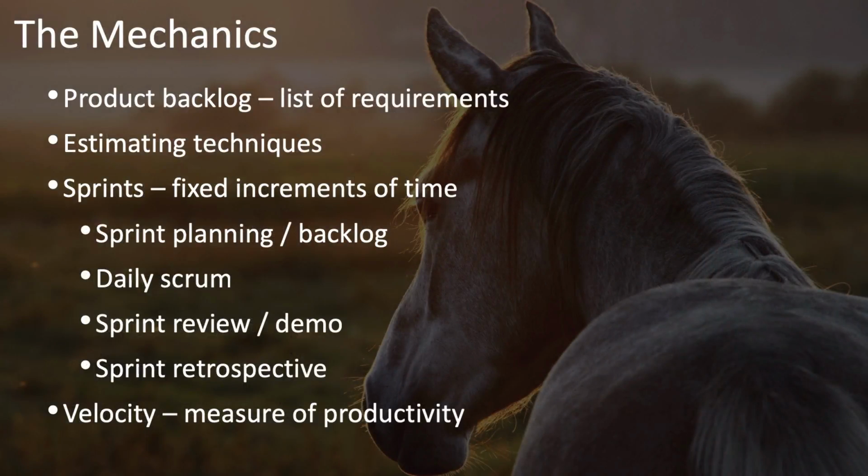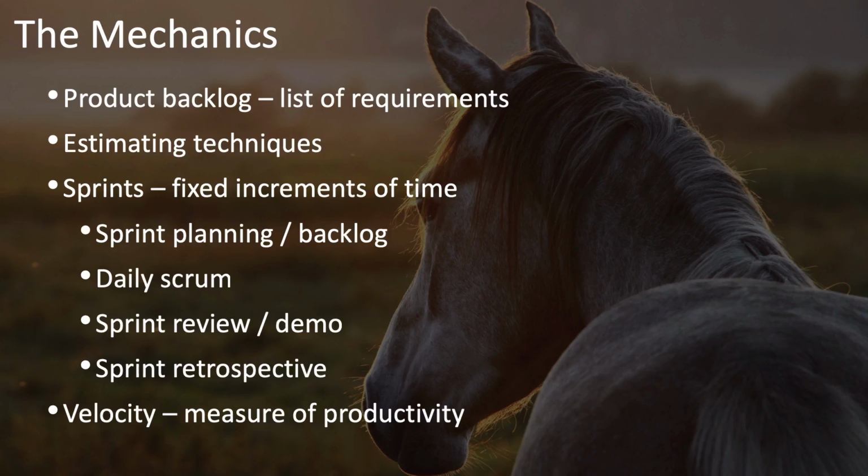These are the basic mechanics of Scrum. They start with the product backlog, which is your prioritized list of requirements. Some unique estimating techniques are used to estimate the level of effort needed to complete each of these requirements. A sprint is a fixed amount of time. It could be as little as a week or as much as a month, but it's often 2 weeks.